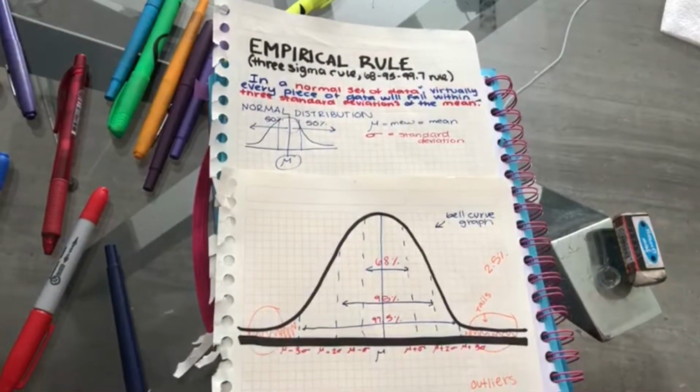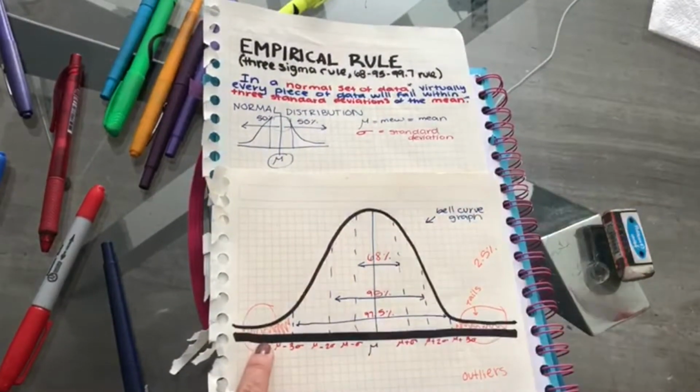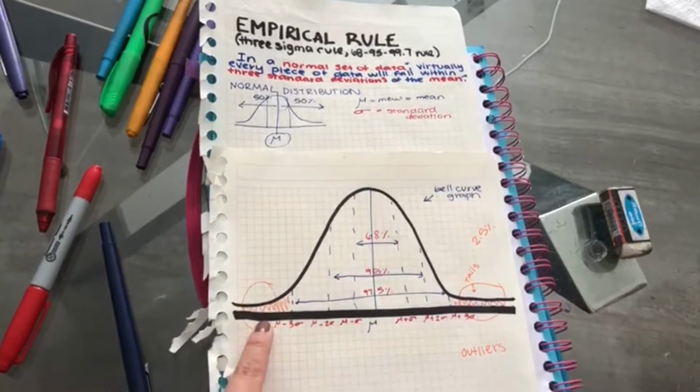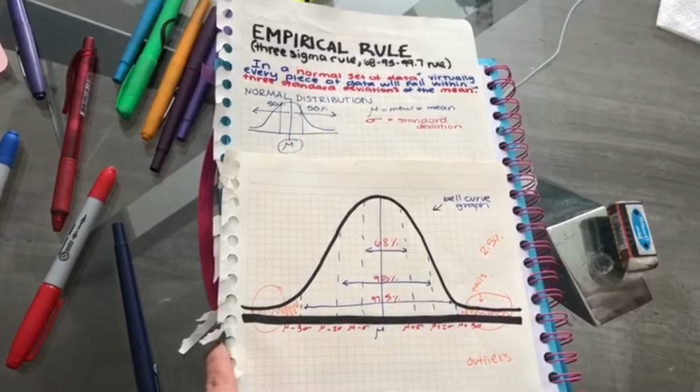So for example, if most of our data falls within our tails or the outliers, it means that the data is not normally distributed. So we would not be using the empirical rule, but other methods of statistics.